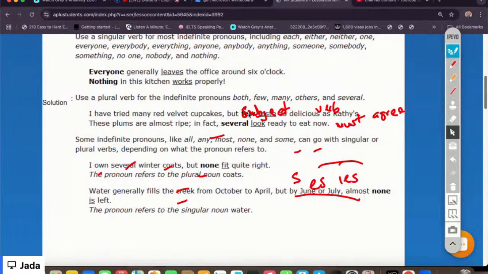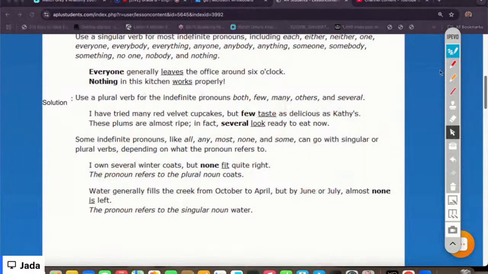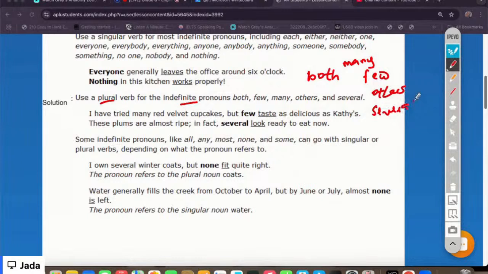And then for the plural verb, use a plural verb for the indefinite pronoun. So the plural verb is just a little. We use it for both, many, others, and then several. So just for 5, right? So we use a plural verb for those 5 indefinite pronouns.